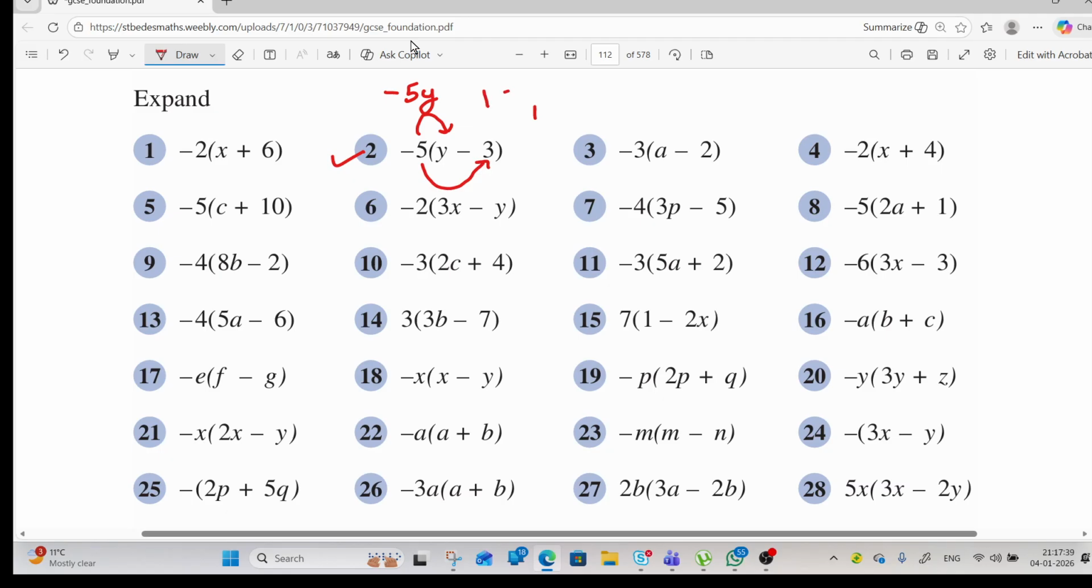15. Is it positive or negative? No, this is negative 5 and this is negative 3. So negative 5 times negative 3 is positive 15. When signs are the same, they both are negative, you get a positive answer, right? So it is positive 15.